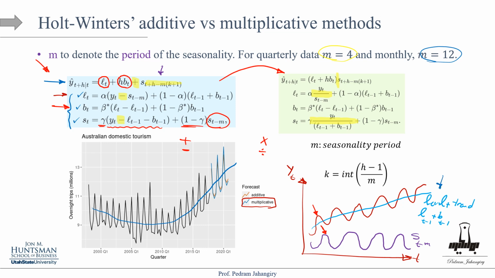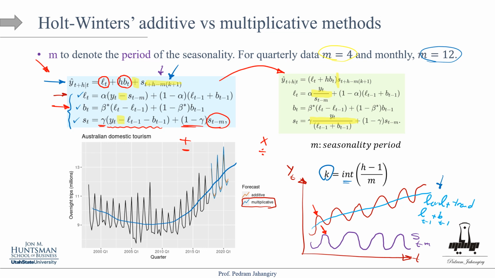Okay. All right. So the only thing that we haven't explained is what is this? Where is this coming from, right? What is this time index t plus h minus m multiplied by k plus 1? So in a nutshell, m is clear, right? m is your seasonality period, 12, 4, you name it. So what is k? k is the floor, or integer part, of this fraction, h minus 1 divided by m. And h is your forecasting horizon.